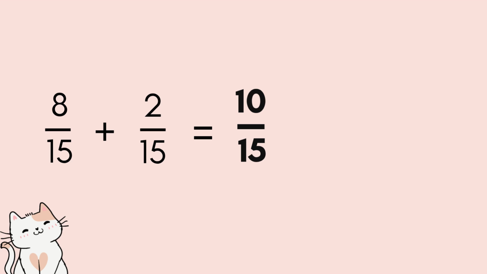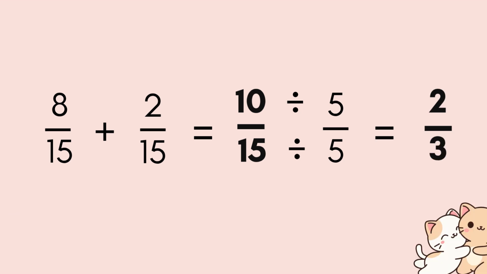But wait, can we simplify this? Yes, both 10 and 15 are divisible by 5. Let's divide both the numerator and the denominator by 5. 10 divided by 5 equals 2, and 15 divided by 5 equals 3. So the simplest form is 2 over 3.